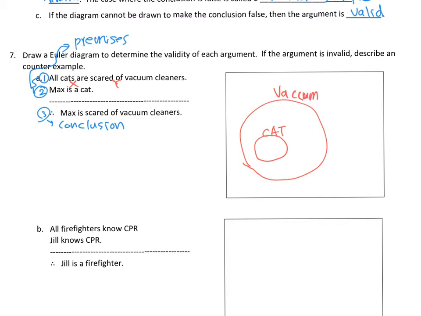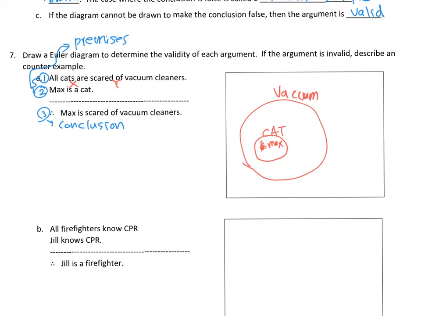So if you're a cat, you're inside the cat circle, obviously. That means you're inside the things that are scared of vacuum cleaners. Okay, fine. Max is a cat, so Max has to be here. What's my conclusion? Max is scared of vacuum cleaners. Because Max is inside the cat circle, Max is inside the vacuum cleaner circle.